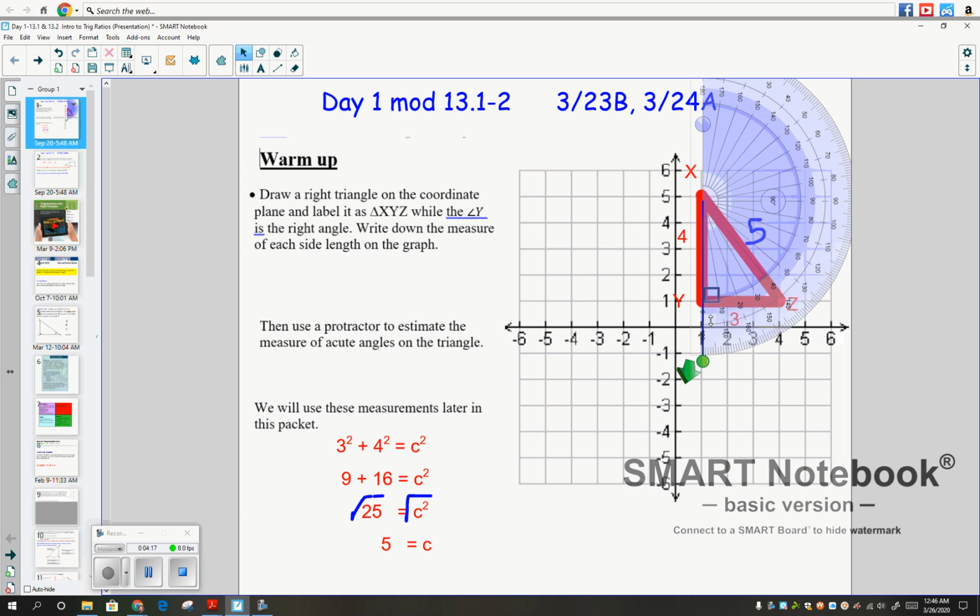So if I look down here in the middle, I've got this nice little tool here, comes in the middle. I've got about 37, 38 degrees. Right now it's at 38. I'm going to write down that angle X is 37 degrees.